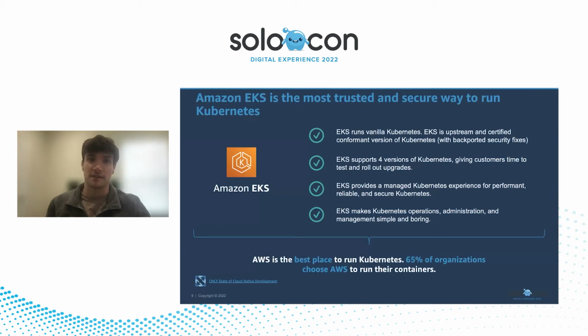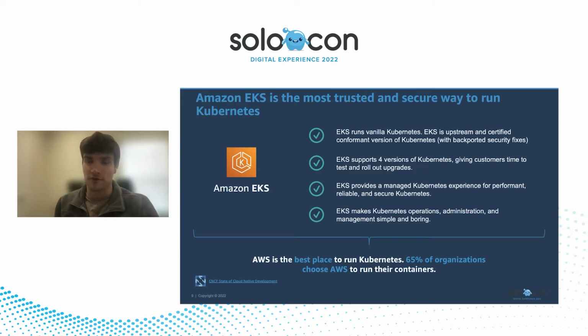Amazon EKS is obviously the most trusted and secure way to run your Kubernetes. It's the best place to run Kubernetes. According to a CNCF survey, 65% of organizations choose AWS to run their containers. We run totally vanilla upstream Kubernetes with some security patches put on top. This is important because whenever there are things like API deprecations, we are always following upstream standards. So you can look to the upstream guidance for things like that, in addition to our guidance, to figure out how you need to resolve these.